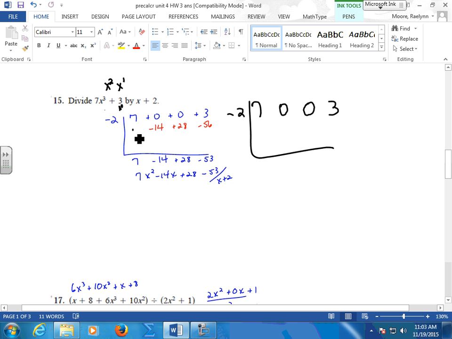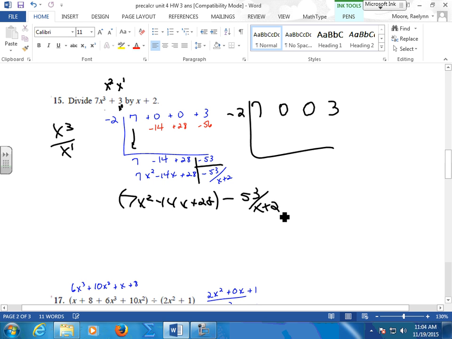So I bring this down, follow my routine, multiply. x3 over x1, I'm going to start with x2. x2, x1, x0. This guy is my remainder. So my answer has to look like this. And I usually like to put it in parentheses. Minus 53, this is my remainder. Just like we did yesterday. Okay?